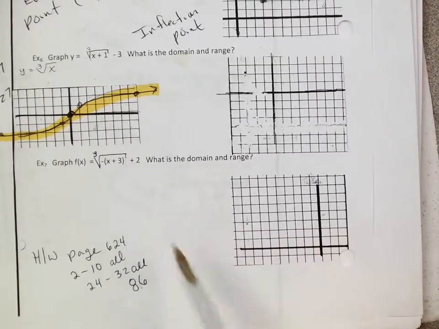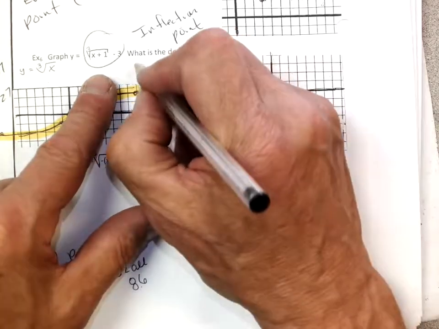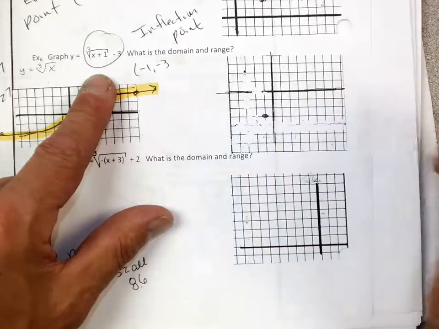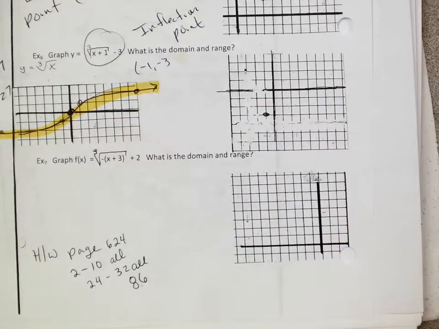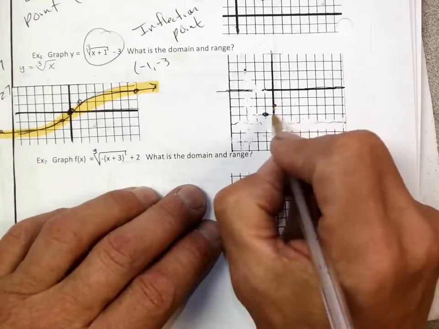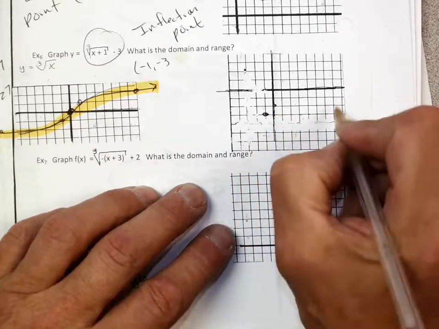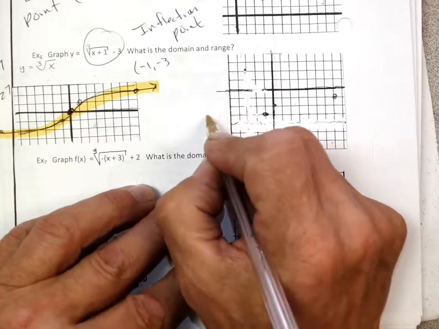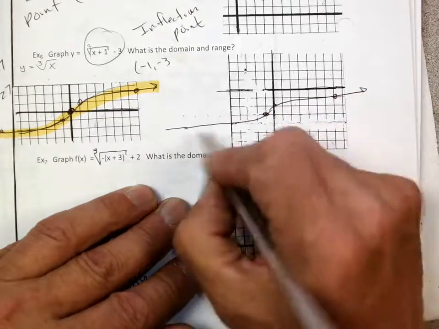So what would our inflection point be here? -1, -3. -1, -3, right? Okay. And can we take our parent function and put it here? Now it's going to have to bend. It's going to have that at the inflection point. It has that weird bend, right? So we'll still do our 1, 1, our 1, 2, 3, 4, 5, 6, 7, 8, 2, and the same thing back here. 1, 2, 3, 4, 5, 6, 7, 8, 2, and it looks like this. Okay.